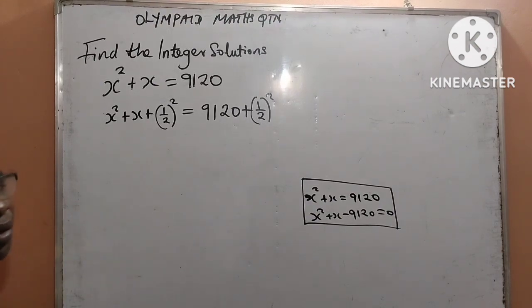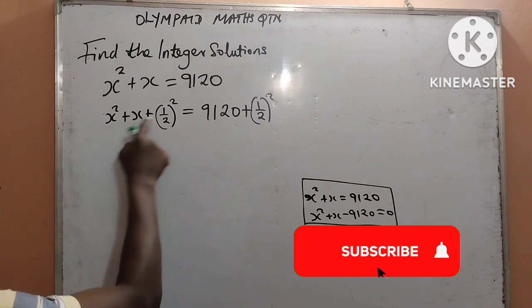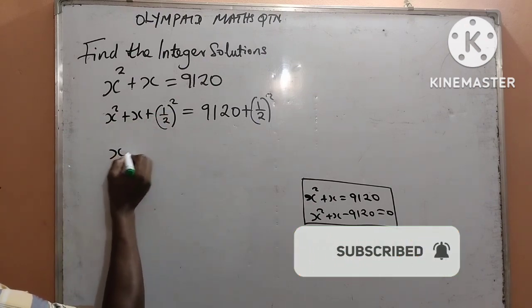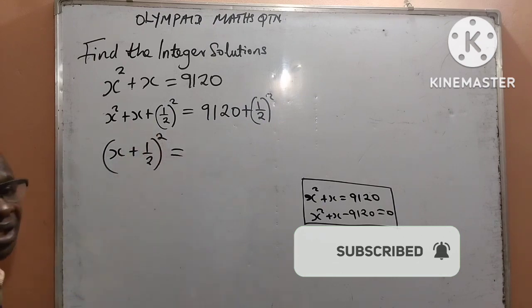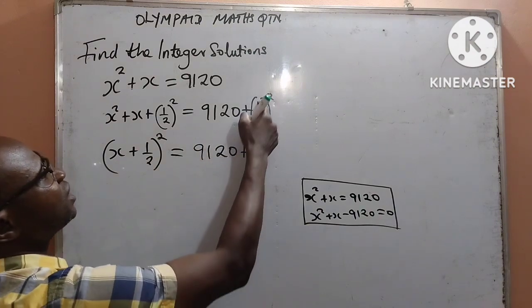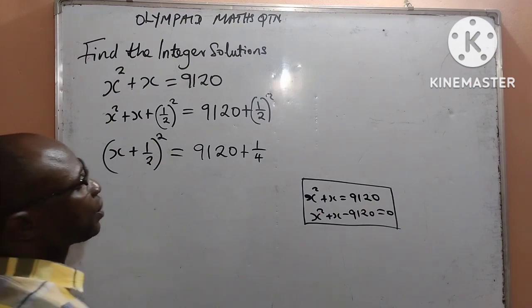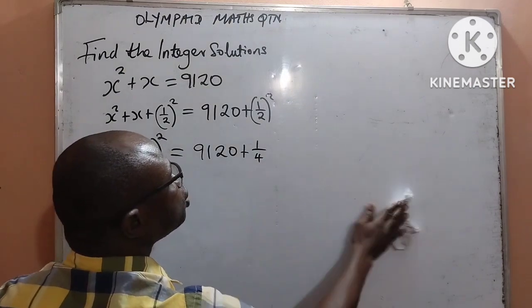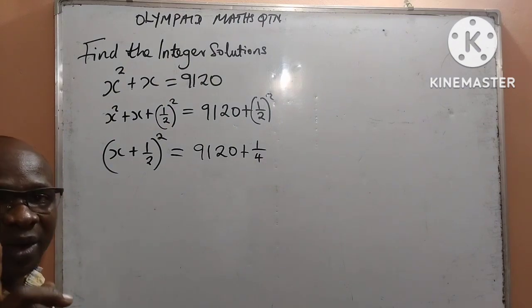Moving forward, what will I do next? I will come to the left hand side and factor the terms that are squared and use one common square for them. That implies that x is squared, 1/2 is squared, so I have (x + 1/2) all squared. And when I go to the right, I have 9120 plus the square of 1/2, which will give me 1/4. The next thing I will do on the right hand side is to simplify it such that it will become just one number.